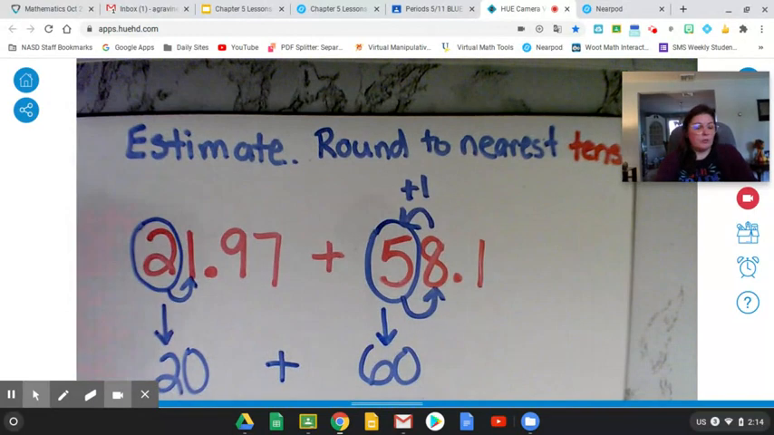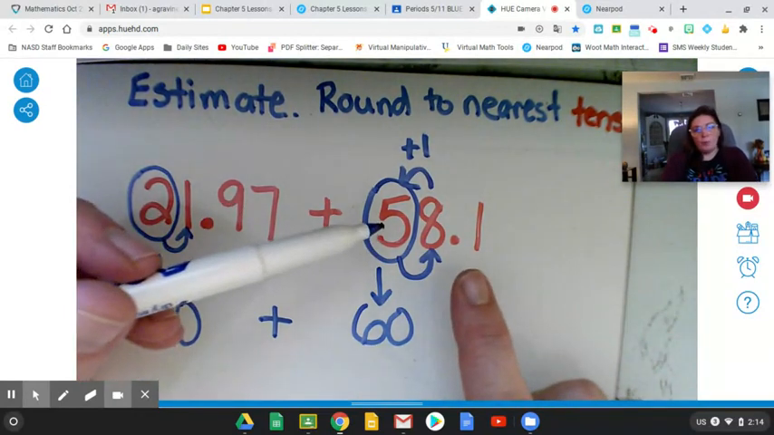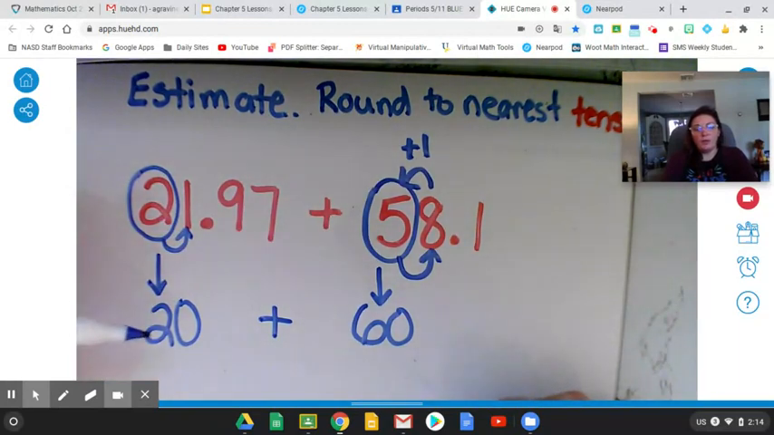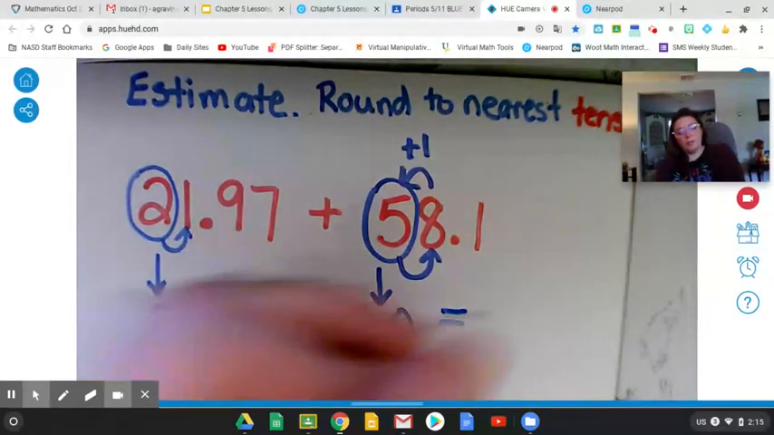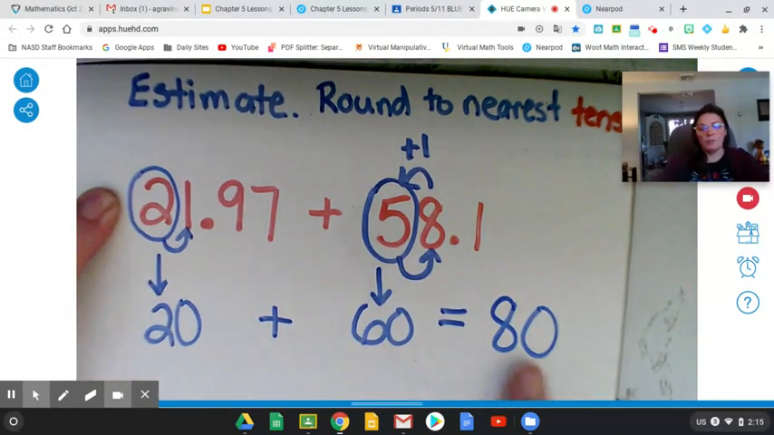In other words, 21.97 is closer to 20 than it is to 30. 58.1 is closer to 60 than it would be to 50. And then for our estimate, 20 plus 60 is 80. So our estimate for this problem is 80.